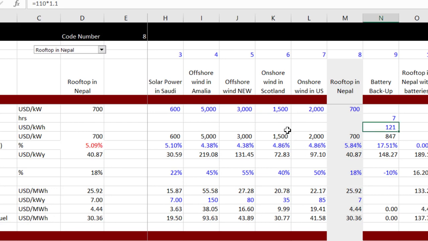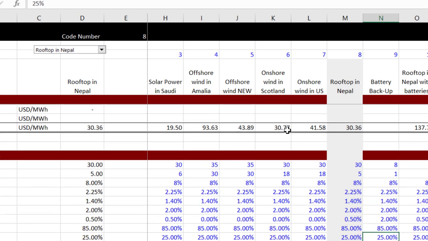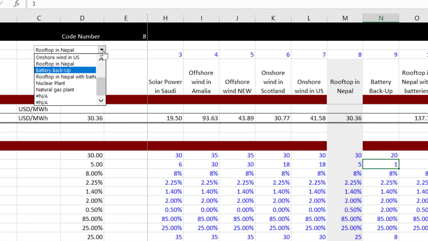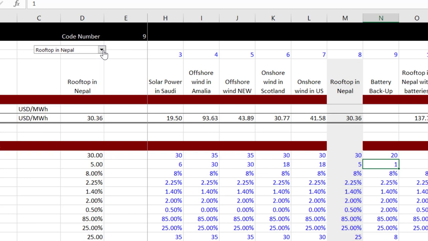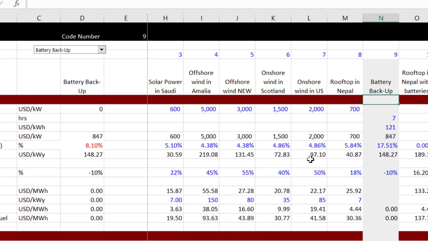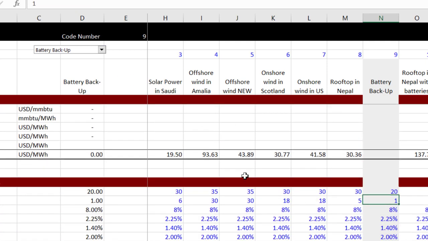Now, so this was at 100. Now, if we could really make our battery cost, our lifetime of a battery, if it was really 20, that affects the carrying charge dramatically. So I'm going to move that to the battery backup section. And now our carrying charge, oops, still kind of high. Let's just illustrate it with 30.